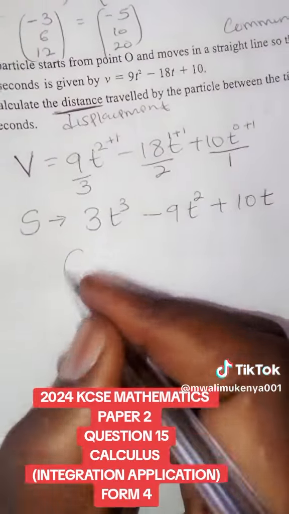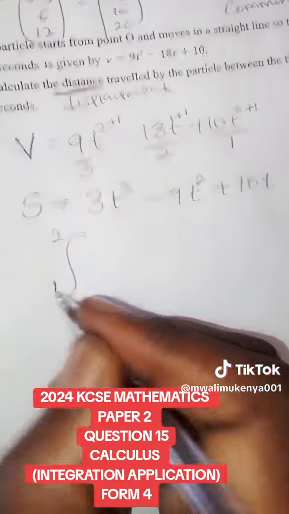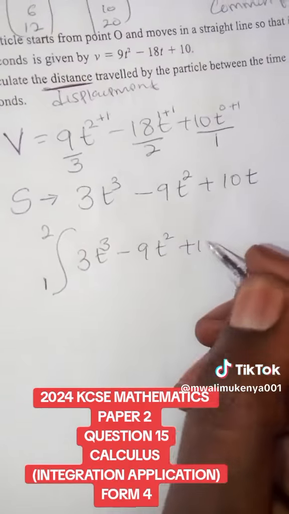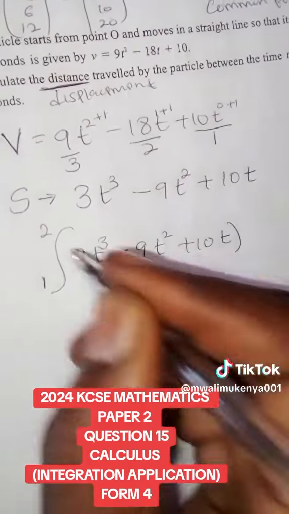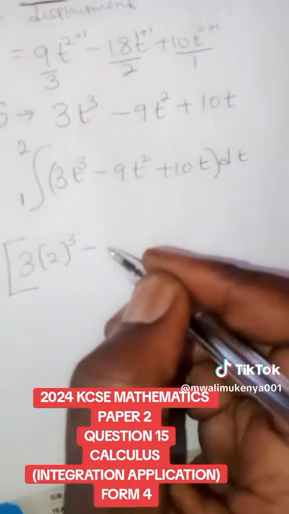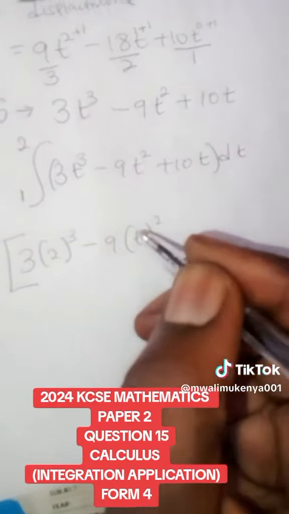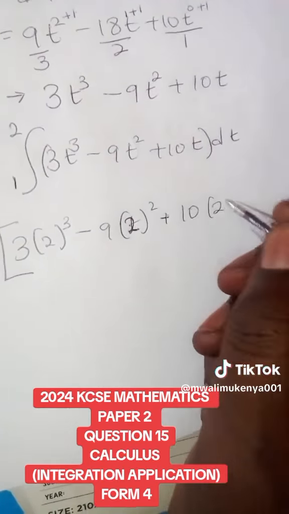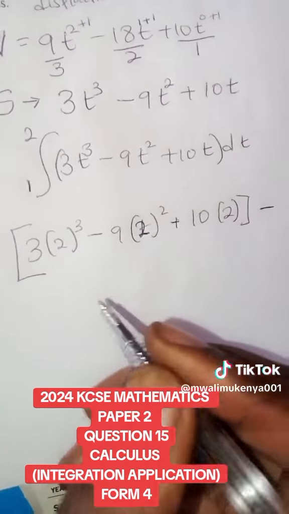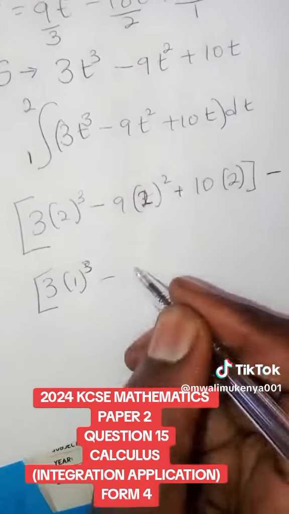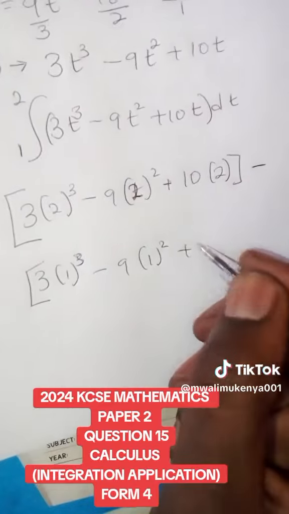So this is what I'm going to evaluate, having the boundaries of 2 and 1 for the values, because we can just put dt. In the first part you replace t with 2, so it is 3 into 2 cubed, minus 9 into 2 squared, not t squared, plus 10 into 2. Then we subtract the second one, which is 3 into 1 cubed minus 9 into 1 squared plus 10 into 1.